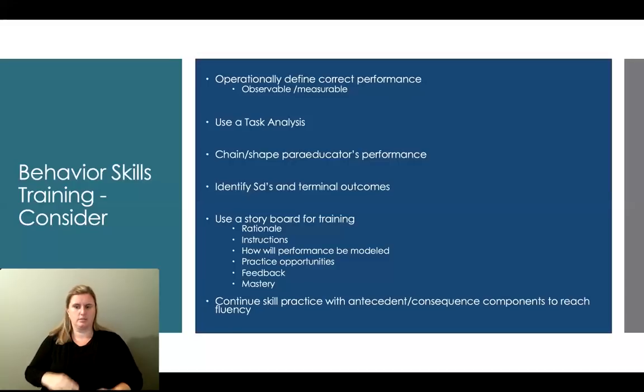What is very important to consider when implementing behavioral skills training as a training approach is that usually mastery must be reached before the participant or the individual can actually implement the target behavior, the target skill, the target practice with the actual learner in the natural environment.